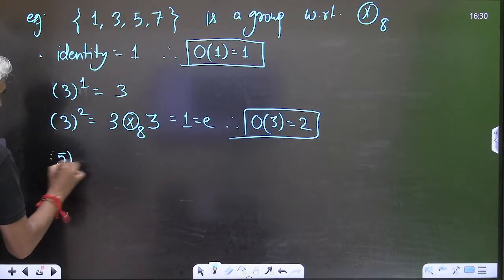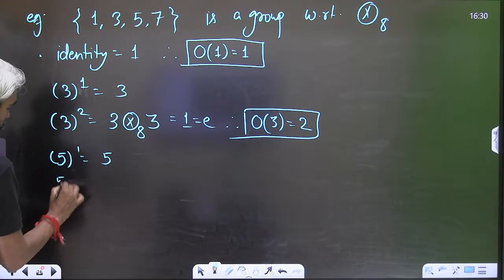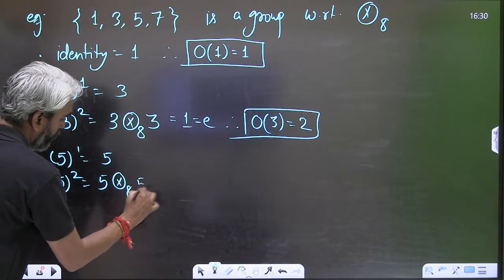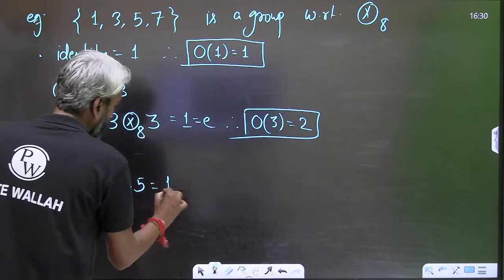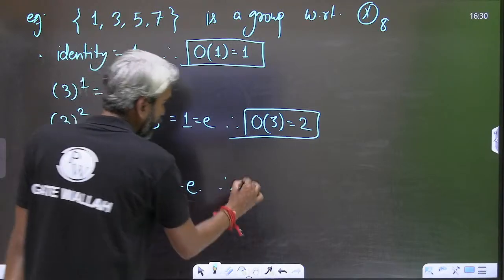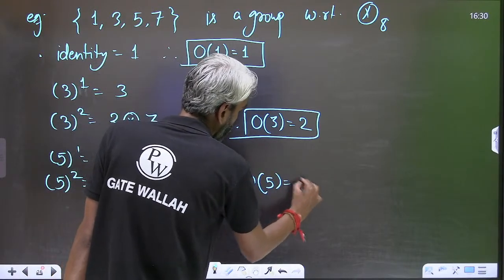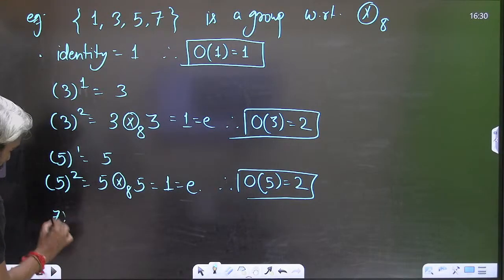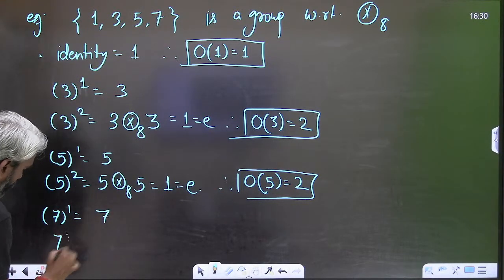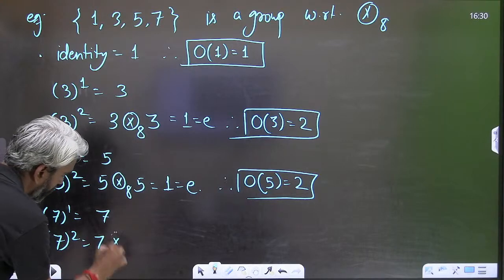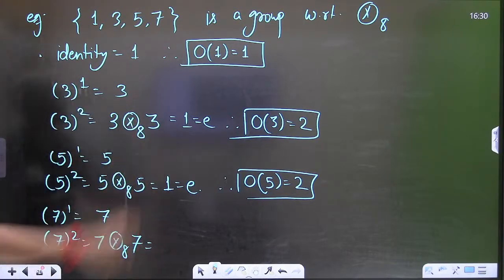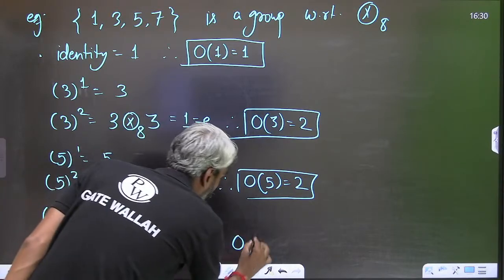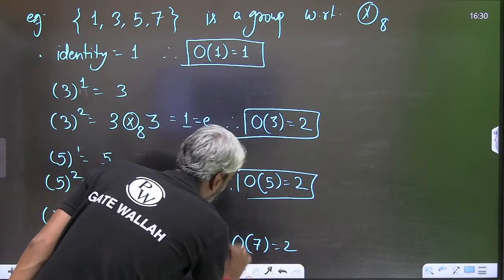Similarly, 5 raised power 1 will be 5 only. 5 square is nothing but 5 multiplication modulo 8 with 5. 5 fives are 25, divided by 8, remainder 1, which is the identity element. Therefore, order of 5 is also 2. What else? 7 raised power 1 will be 7. 7 square will be nothing but 7 multiplication modulo 8 with 7. 7 sevens are 49, divided by 8, remainder 1. That is the identity element. Therefore, order of 7 is also 2.